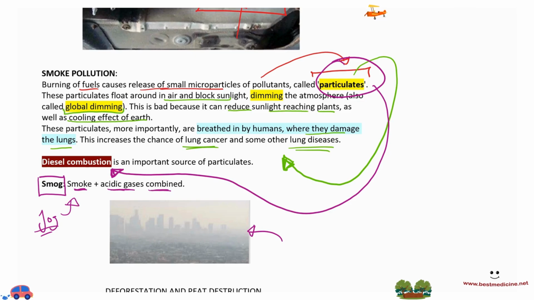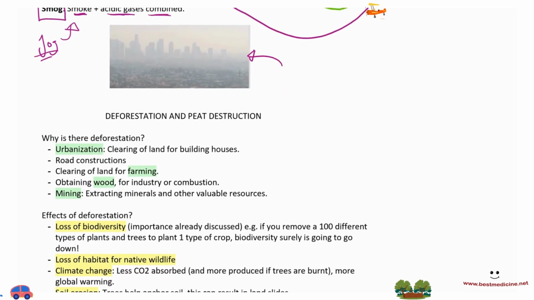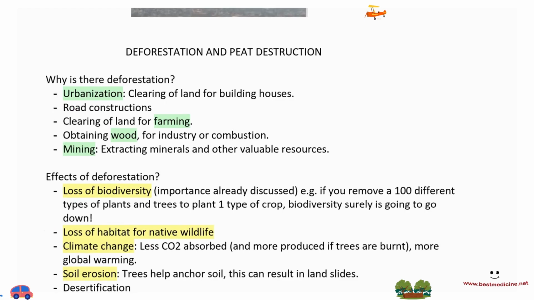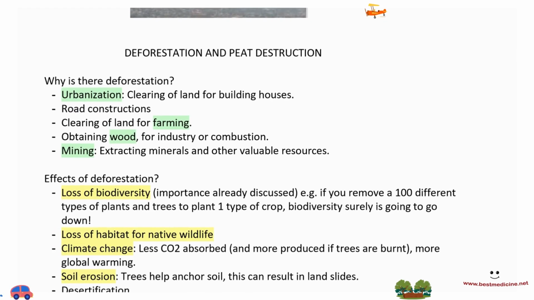And the last topic of this video is extremely important, and this is called deforestation. One more thing that decreases biodiversity, apart from land pollution, wind pollution, and water pollution, is deforestation. This is extremely high yield. This comes up pretty much every single year.